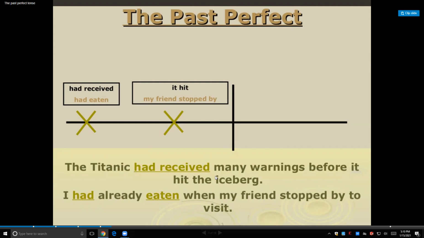So the Titanic had received many warnings before it hit the iceberg. Second sentence could be, I'd already eaten when my friend stopped by to visit. Now see this, had received and it hit. So which action took place first? This had received. The Titanic had received many warnings before it hit the iceberg. And then had eaten, my friend stopped by. Which action took place first? Of course, this action took place first. So I had already eaten before my friend stopped by. I had already eaten when my friend stopped by to visit.